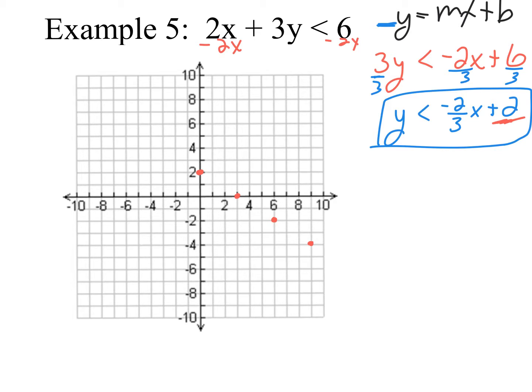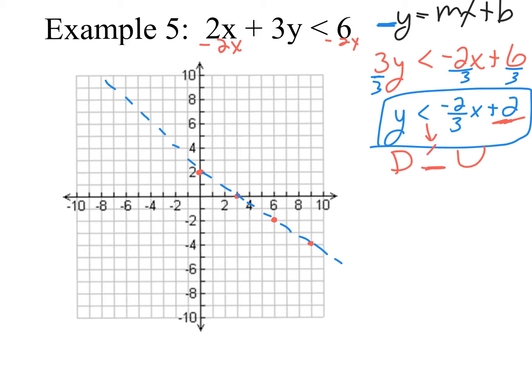Now we have to figure, is this line dotted or solid? Well, looking at this, I don't see a solid line in there, which means we're dealing with a dotted line. Like so. Now, let's figure out where we're going to shade. I'm just going to go right underneath here. Let me just erase this real quick. Beautiful.